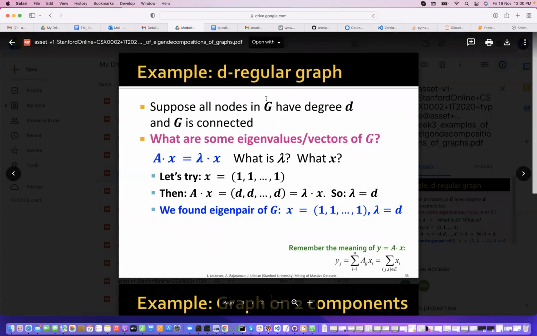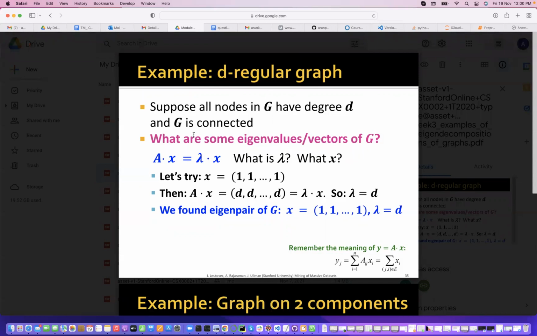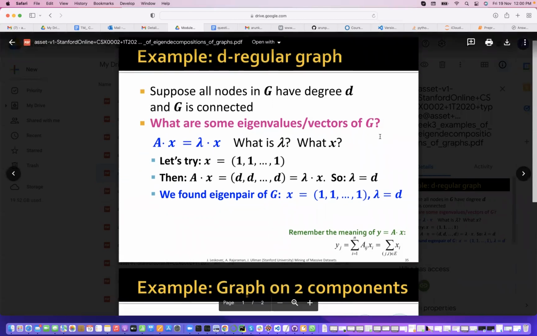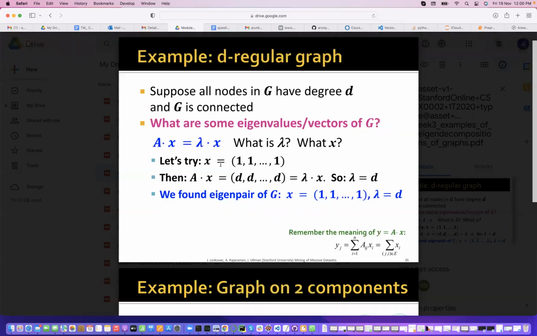Okay. D-regular graph. Suppose all nodes in G have degree D and G is connected. What are some eigenvalues and eigenvectors of G? And G is connected. Then Ax equals lambda x. What is lambda and what is x? He is giving some examples here.